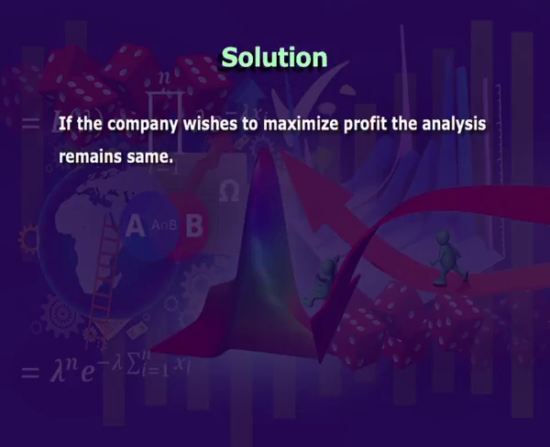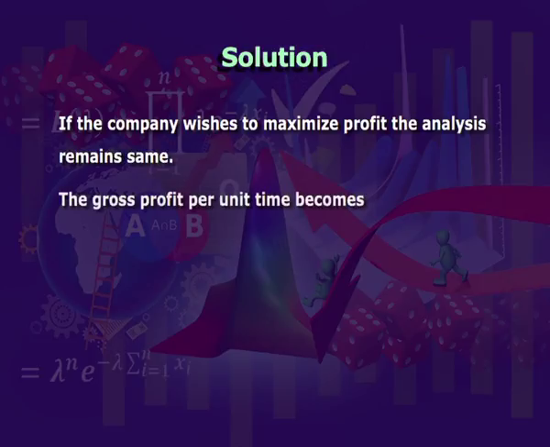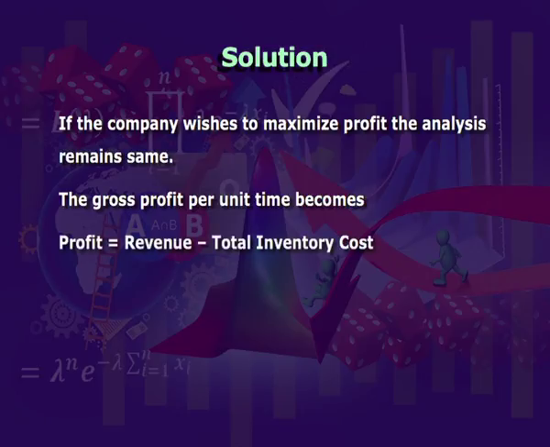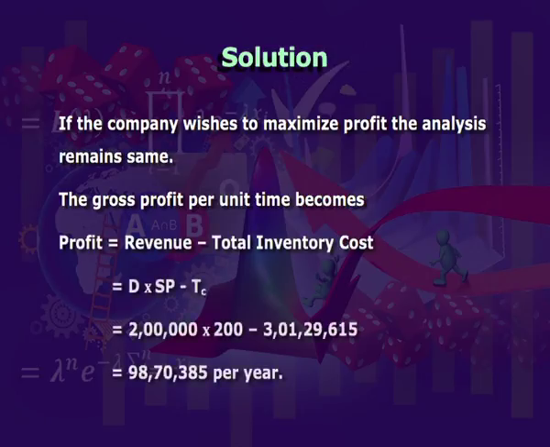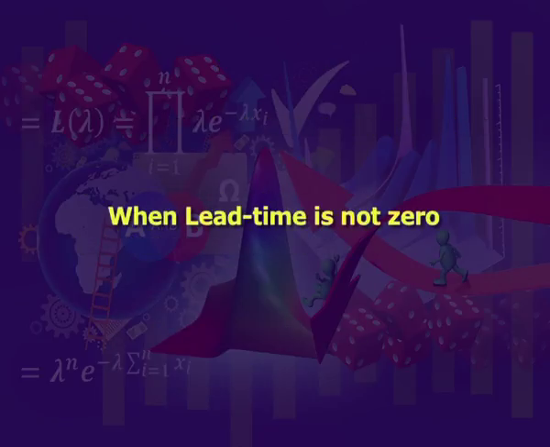If the company wishes to maximize the profit, the analysis remains the same. The gross profit per unit time becomes profit equal to revenue minus total inventory cost. That means D into selling price minus TC, which is equal to 200,000 multiplied by 200 minus 30,129,615. It comes out to 9,870,385 per year.